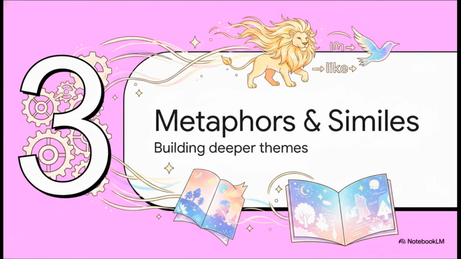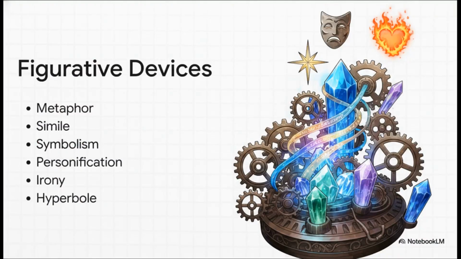That brings us to Section 3, Metaphors, Similes, and Meaning, building deeper themes beyond literal definitions. Devices like metaphor, simile, symbolism, personification, irony, and hyperbole, these are the poet's heavy machinery. They allow the writer to create profound secondary levels of meaning that a strictly literal reading would completely miss.